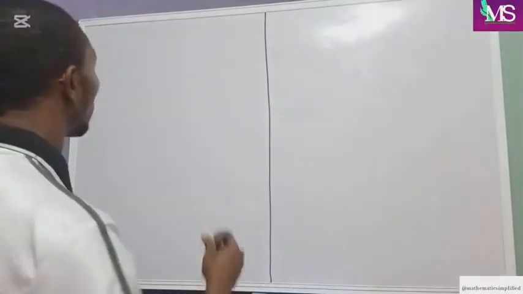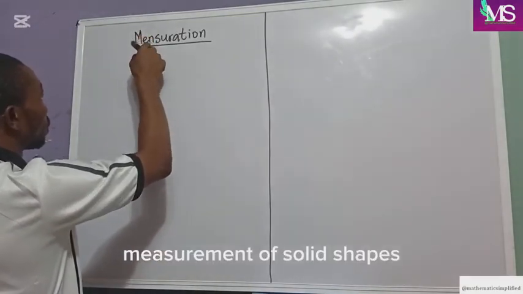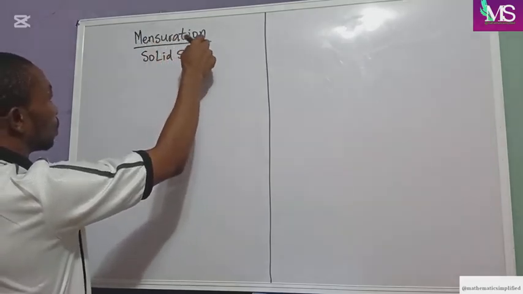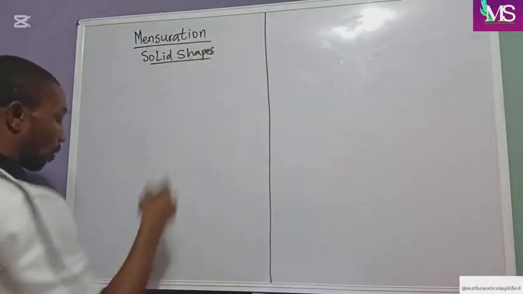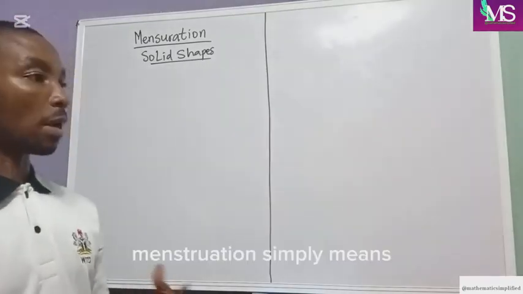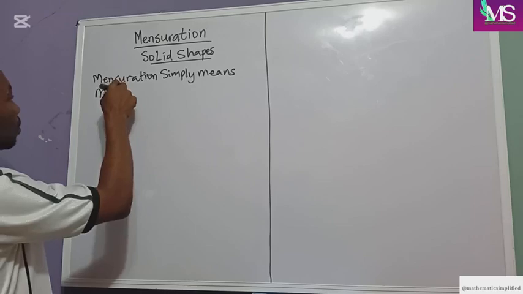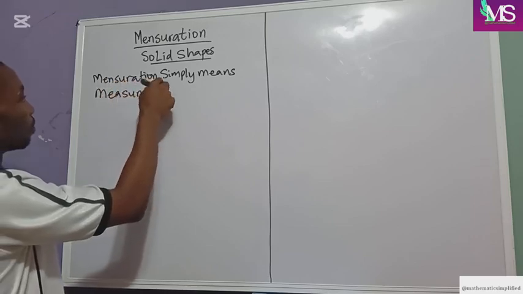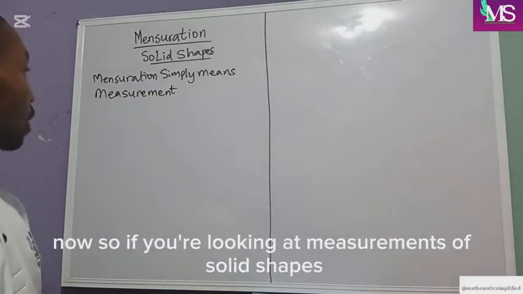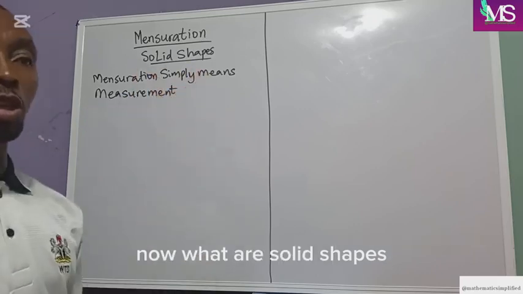Today we shall be looking at the topic mensuration, mensuration of solid shapes. Alright, now the question is, what is mensuration? Mensuration simply means measurement. So if you're looking at measurements of solid shapes, what are solid shapes?